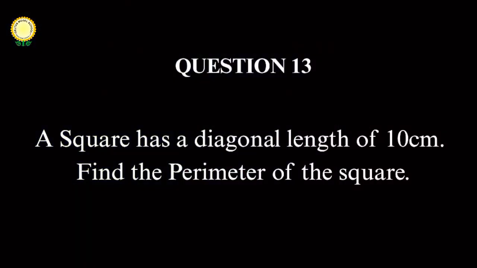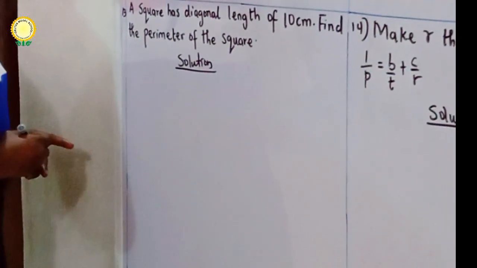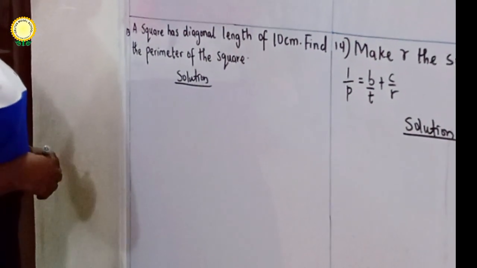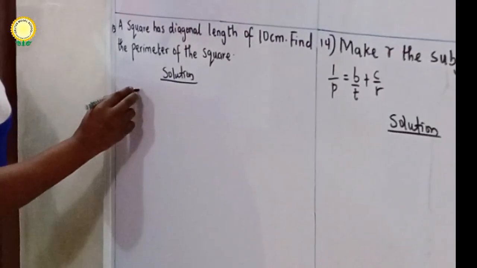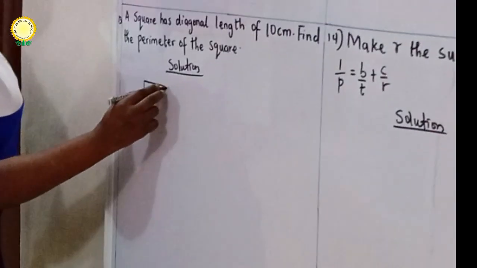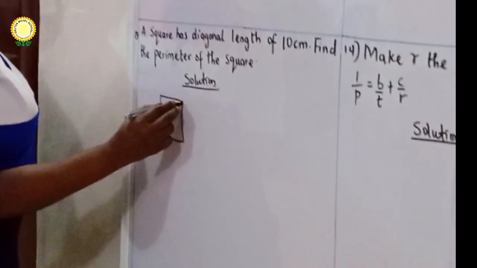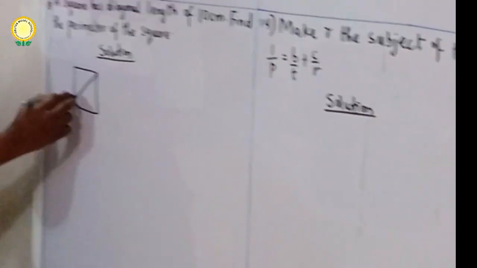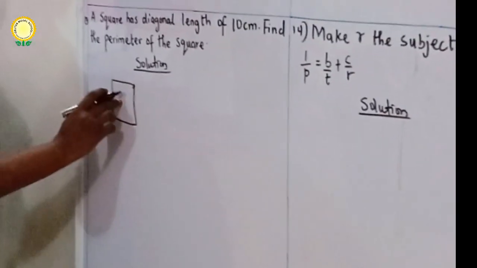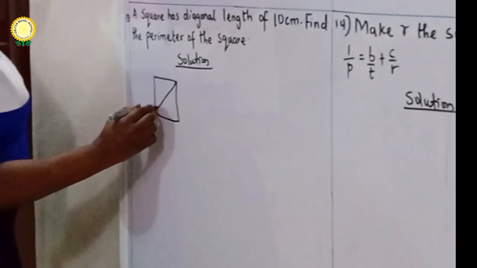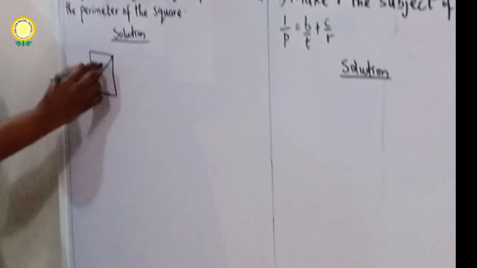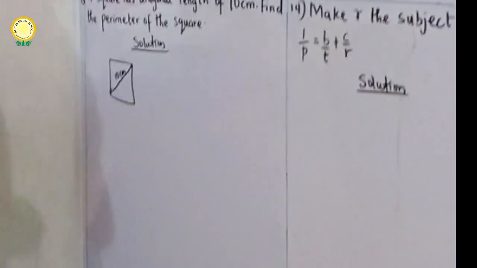Next question, question 13. A square has diagonal length of 10 centimeters. Find the perimeter of the square. Okay, a square is a 2D, a two-dimensional shape, and we're told that it has a diagonal of length 10 centimeters. We are asked to find the perimeter of the square.